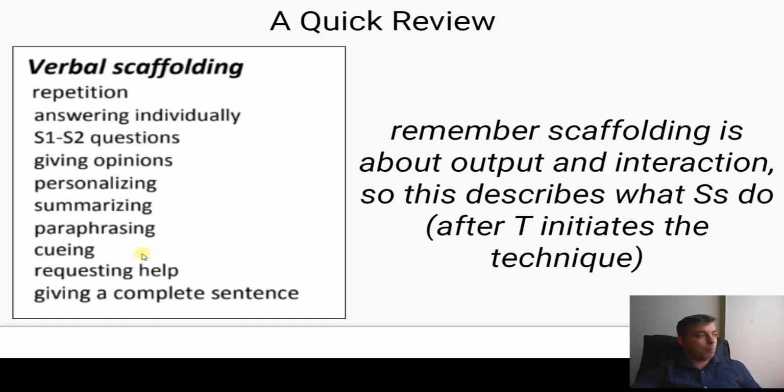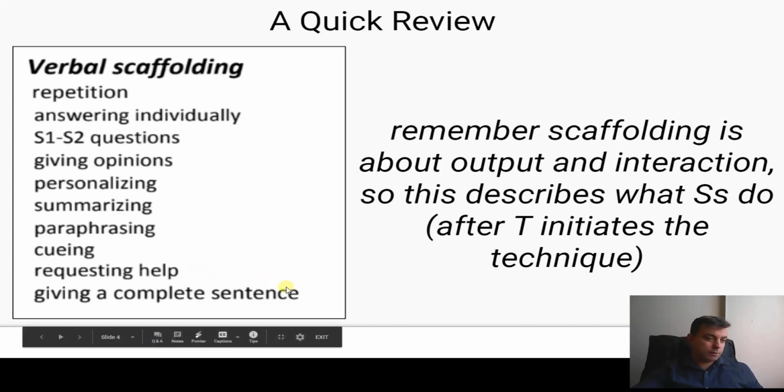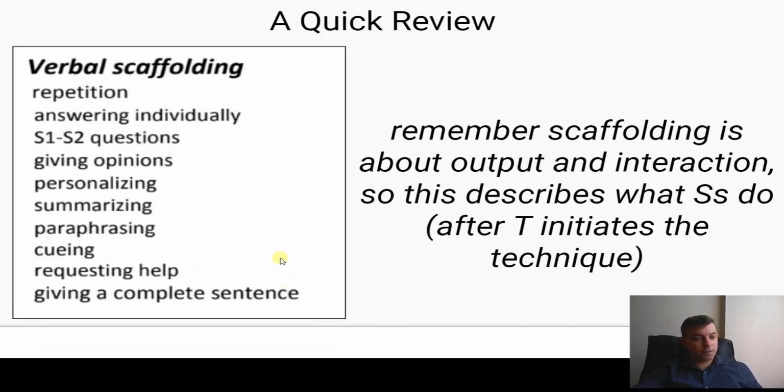So the one exception might be cueing, wherein the person doing the cueing is actually the teacher, cueing that utterance, the expected output from the student, by giving the first letter, the first sound, etc. Requesting help is something that the students do after the teacher asks them to, and the same for giving a complete sentence.